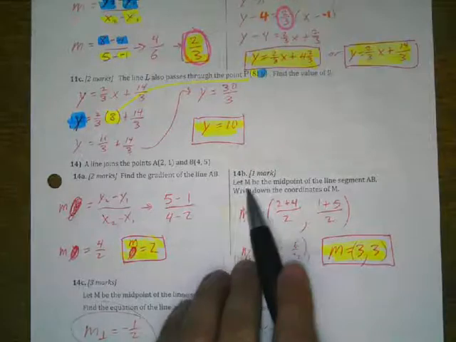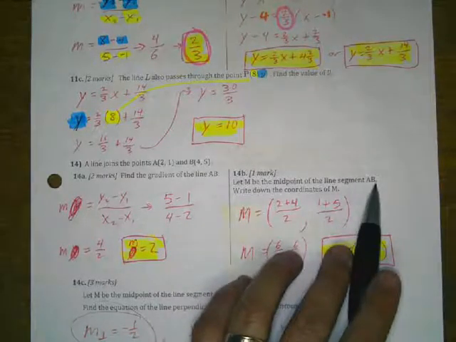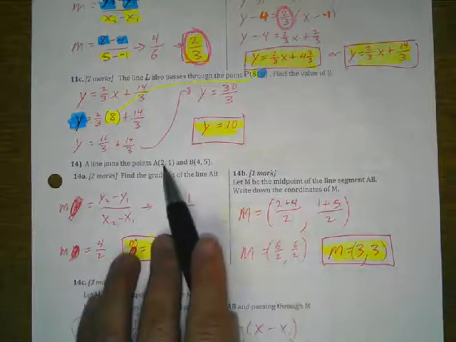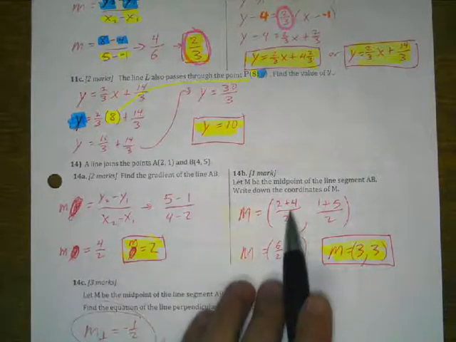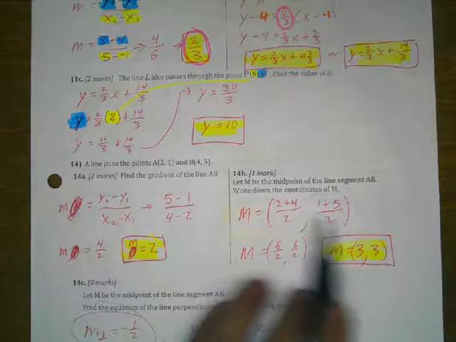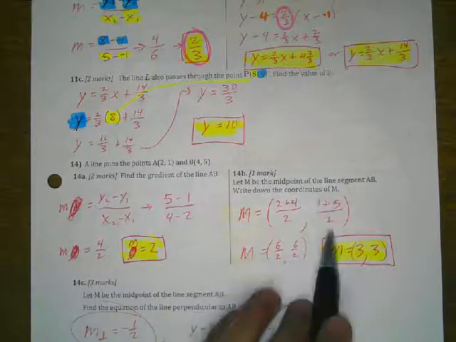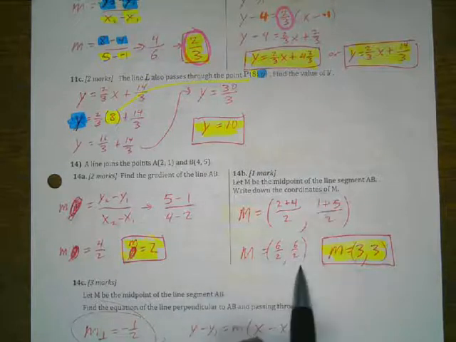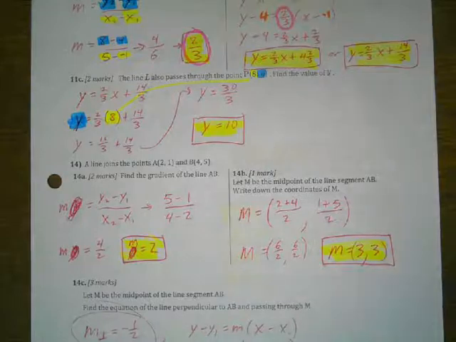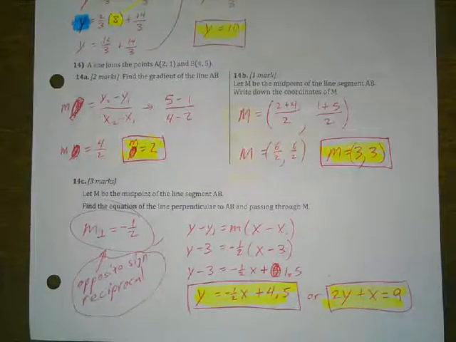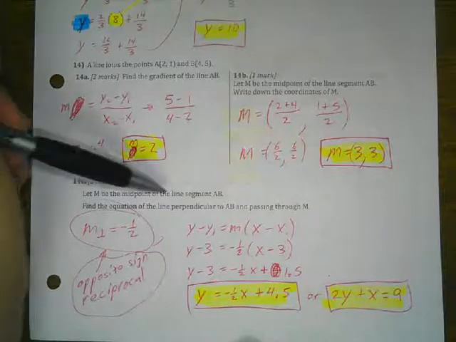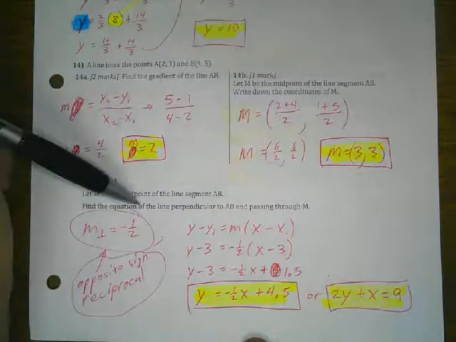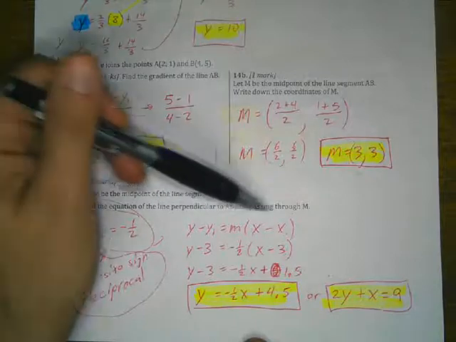Okay, let M be the midpoint of the line segment from A to B. So how do we figure out the midpoint? You take the average of the x values, 2 and 4, add them together, divide by 2. Average of the y values, 1 and 5, add them together, divide by 2. So we end up with 6/2, 6/2, my midpoint is 3, 3. Okay, next part. M is the midpoint between A and B. We just figured out the midpoint. Find the equation of the perpendicular line to AB passing through this point.